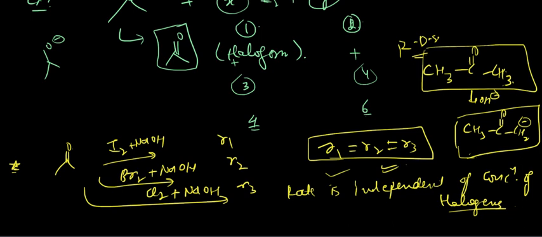Okay, so with this we come to an end of this lecture. In the next lecture we'll be seeing some more examples of compounds which can give a positive iodoform test, and then we'll be looking into diazotization of amines. Till then, good luck and goodbye.